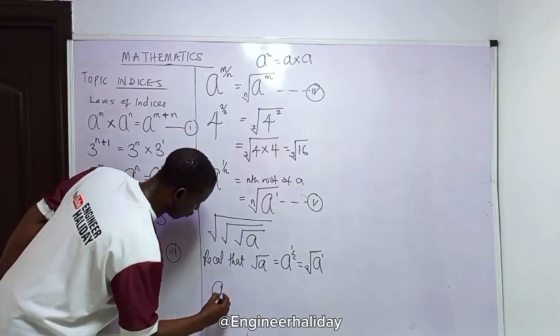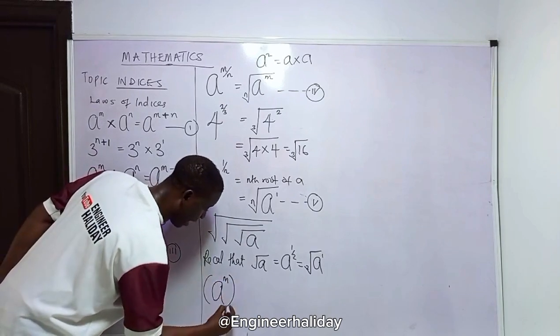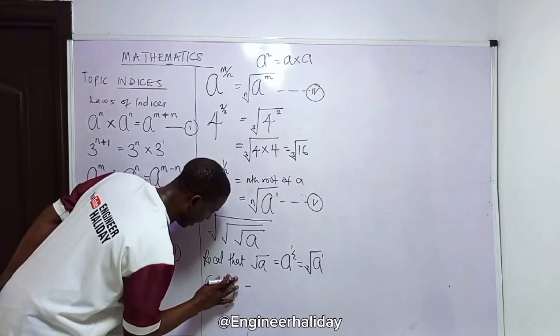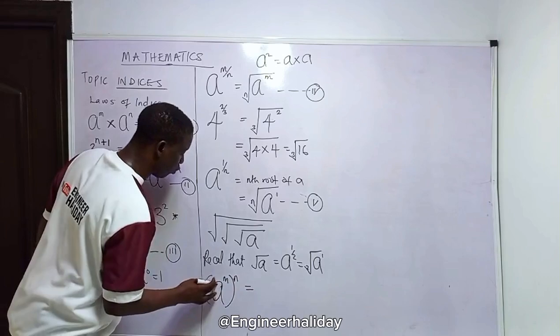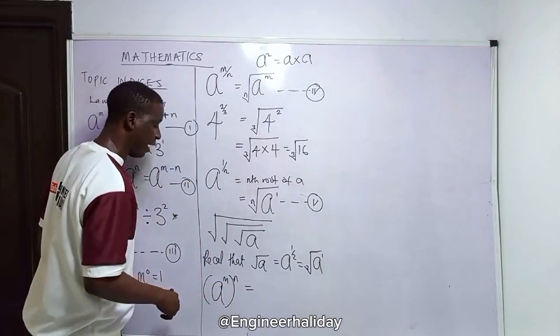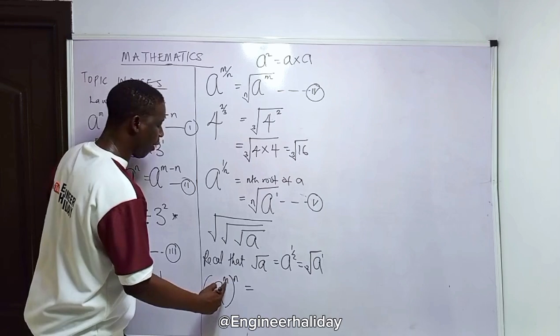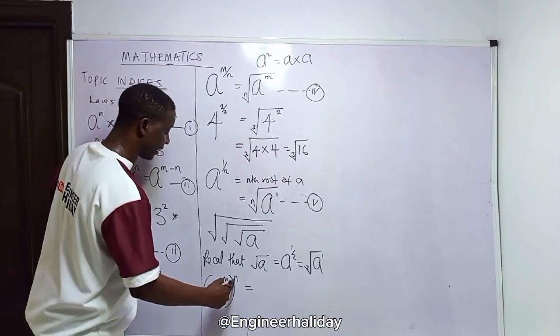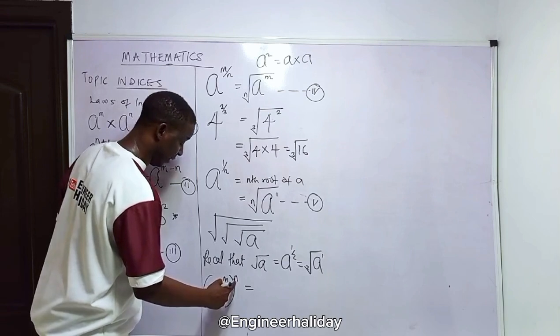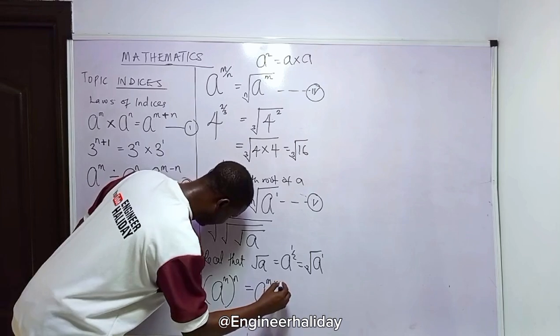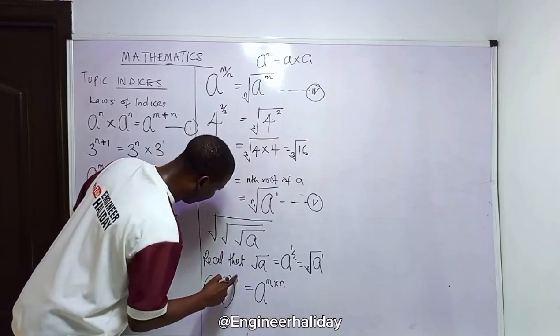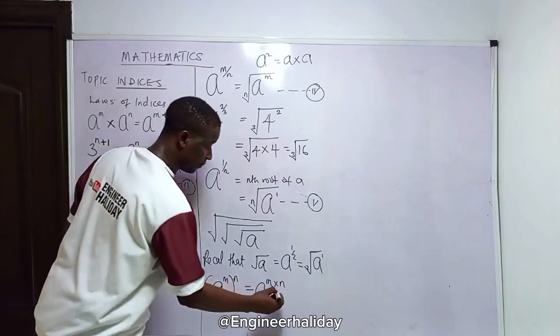If you have a raised by m, all raised by n, what does that mean? That means we are going to have powers upon power. Now we have a raised power m all in bracket, power of n. So we are going to have it as a raised power m times n. The power multiplies the power. That is what this rule is saying.